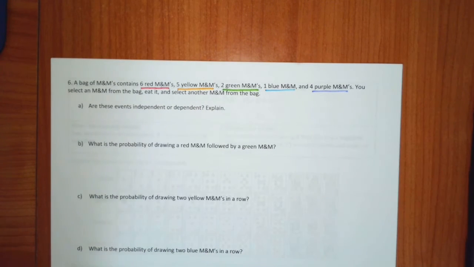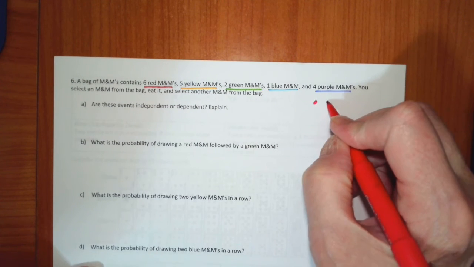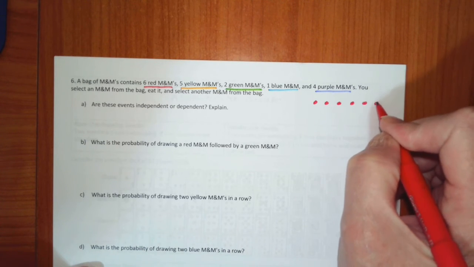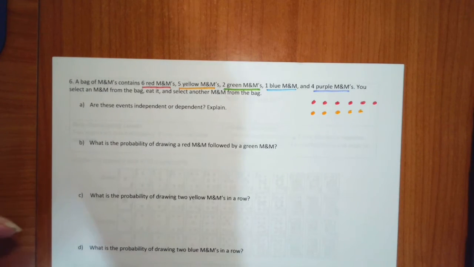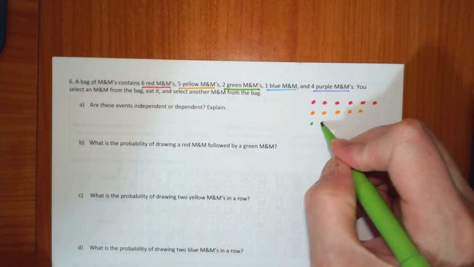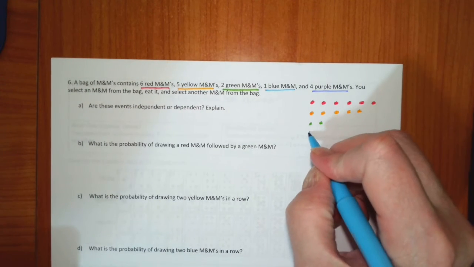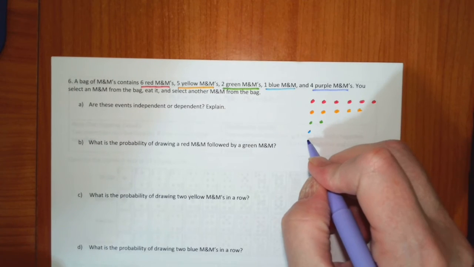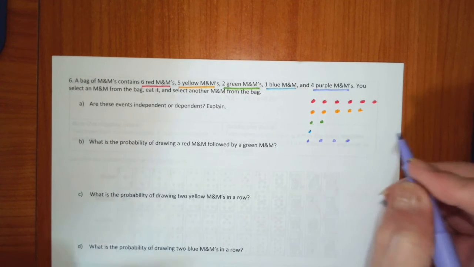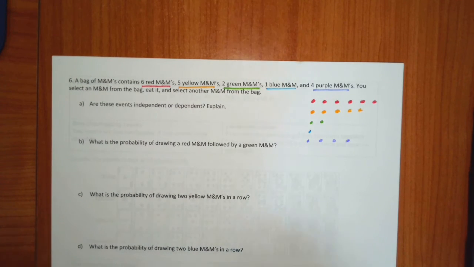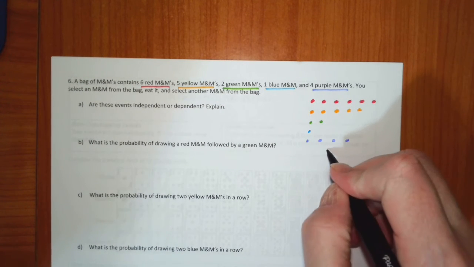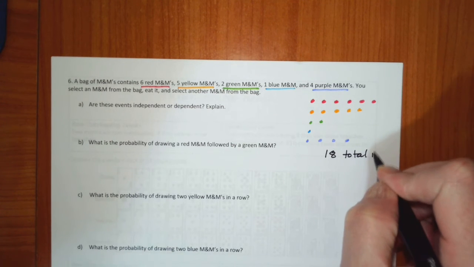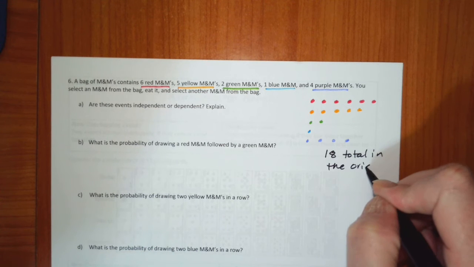All right, now to entertain myself, I'm going to do this. So I've got 6 red, so I'm going to draw 6 red. I've got 5 yellow. I've got 2 green. I've got 1 blue. And I have 4 purple. Okay, so those are my M&Ms. And there are a total of, if I count these up, 6, 11, 12, 13, 18 total in the bag, in the original bag.